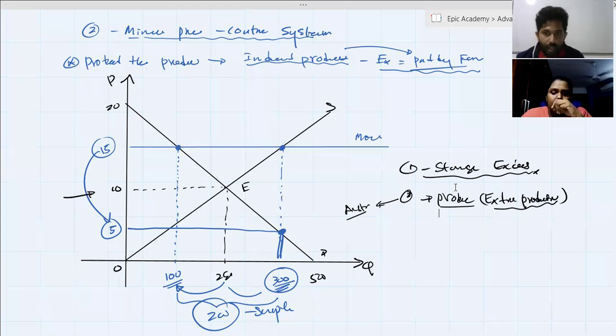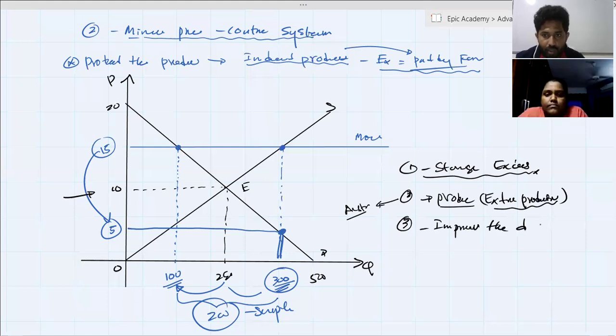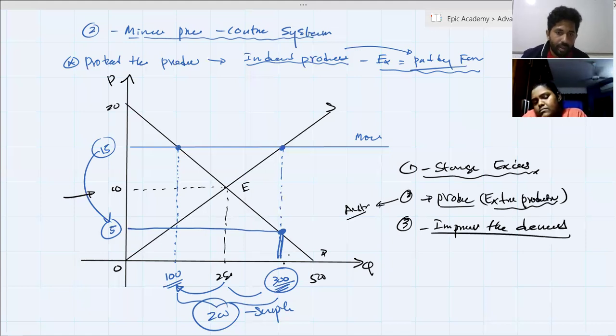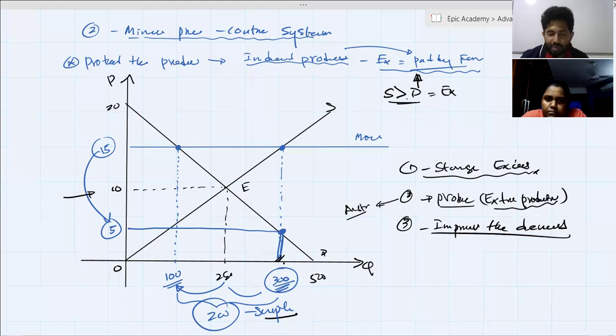Okay, and again, third one, we have to improve the demand. Why? In this position, demand is not enough. That is why it becomes surplus, because supply amount take greater value than the demand. That is why excess supplies. So we have to improve the value, improve the quantity of demand by imposing some different types of activities. We can improve the marketing activities. දැන් ඔක කරා ඉස්සර.